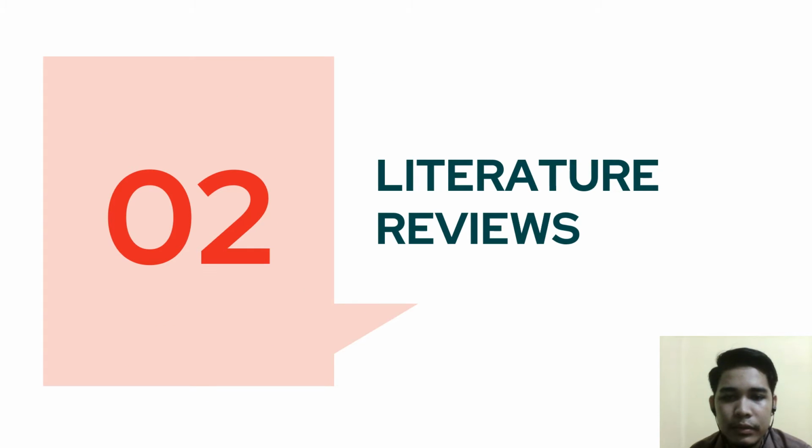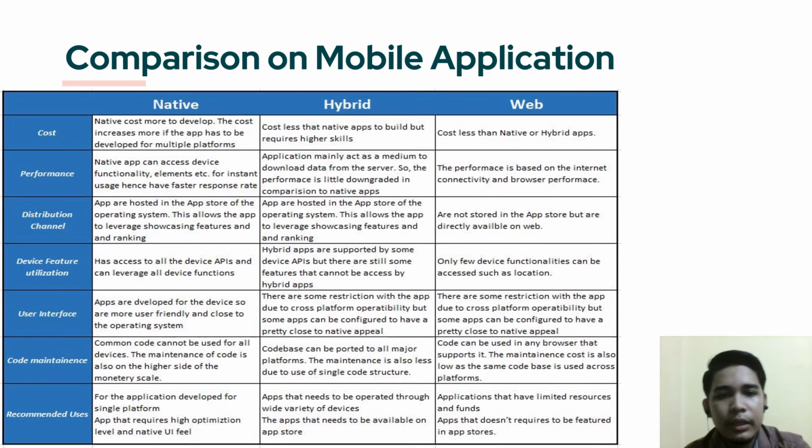Literature review. In the literature review on comparison of types of mobile application, there are three types of mobile application, which are native, hybrid, and web. As we can see, the cost of a native app to be built is higher than hybrid or web. And then hybrid, as we can see, costs less than a native application, but the web costs less than native or hybrid applications.